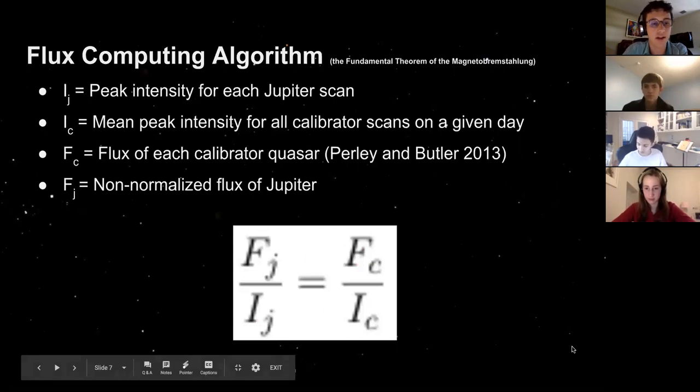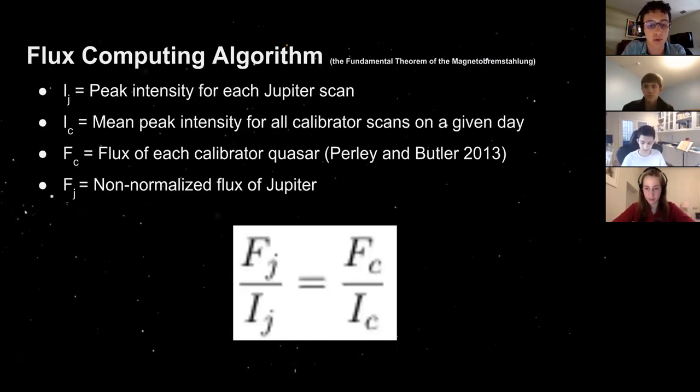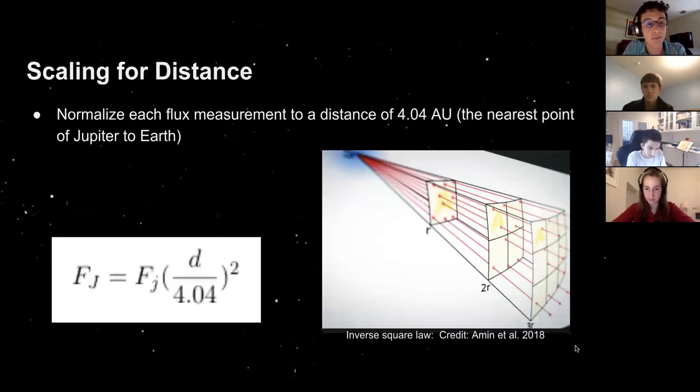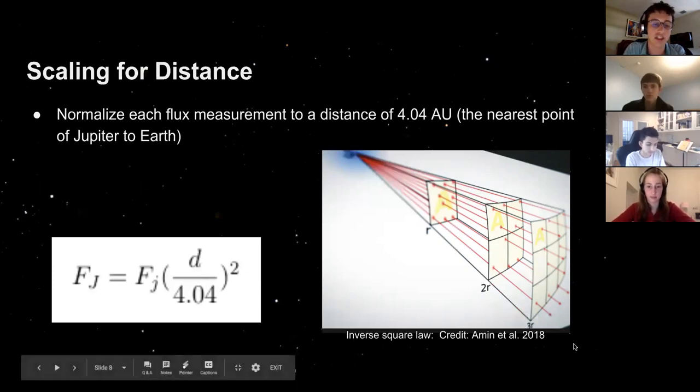So from the peak intensity, which was the topmost point on each Gaussian fit, we computed this for both Jupiter and each of the calibrator quasars. Then we accessed the flux of the calibrator quasars that were scanned, and then we computed the flux of Jupiter just from this simple ratio relationship that we called lovingly the fundamental theorem of the Magneto-Bremsstrahlung, from the German word. Then we had to scale this flux for distance, for the inverse square law. So we normalized all the measurements to a distance of 4.04 AU. So we had a model of flux at any arbitrary distance.